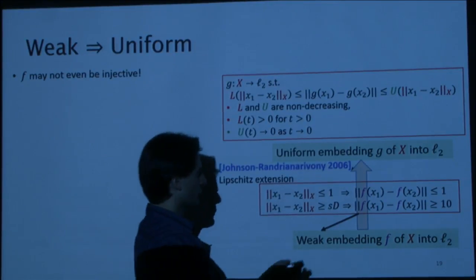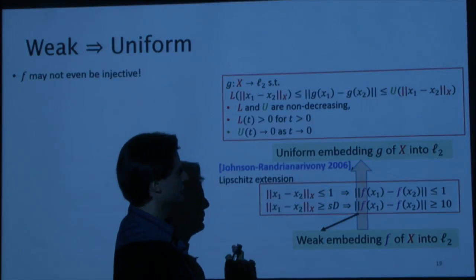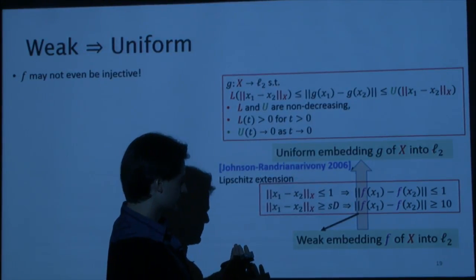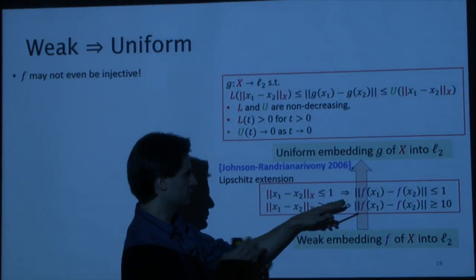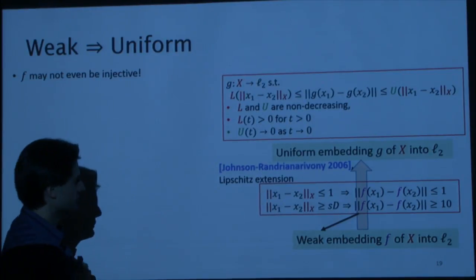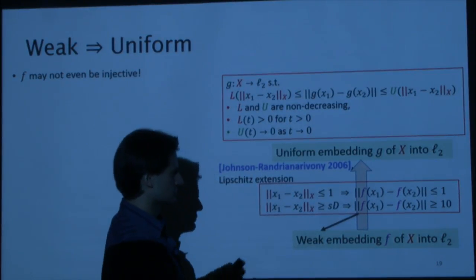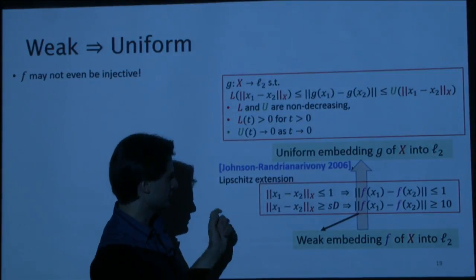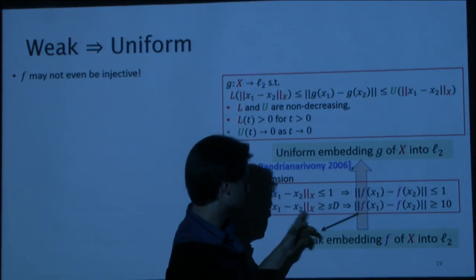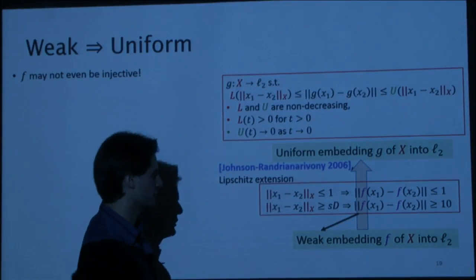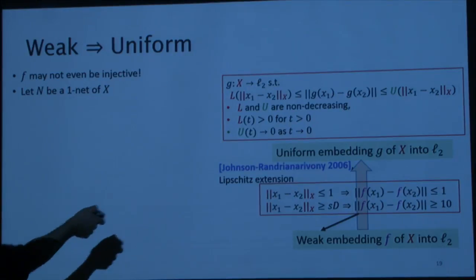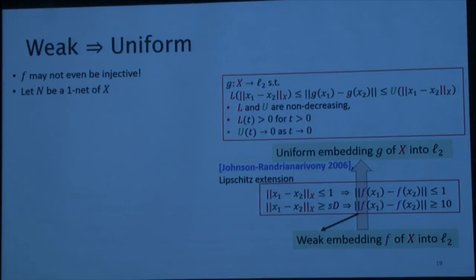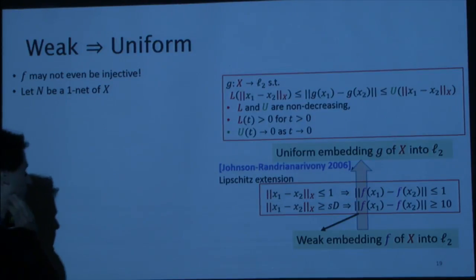Just to suggest that this is a non-immediate step, note that f can be a pretty wild function here. It can be very far from being continuous. It may not be injective. There could be big jumps there, for example. And also, it doesn't guarantee what happens for distances which are much larger. So here is what we do, and this is again following a similar proof by Johnson and Randrianarivony.